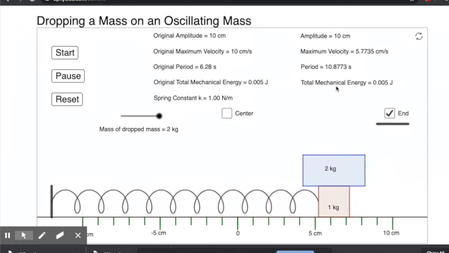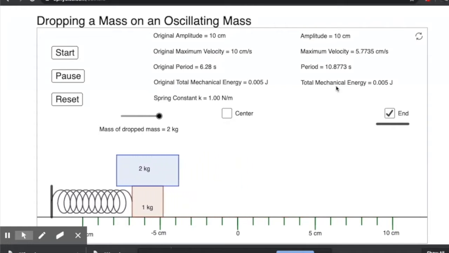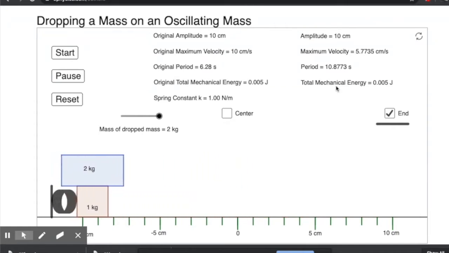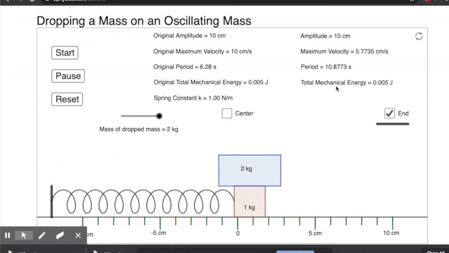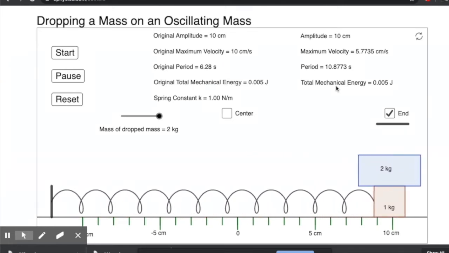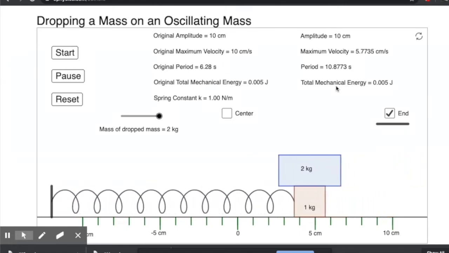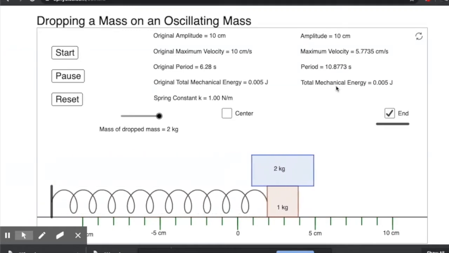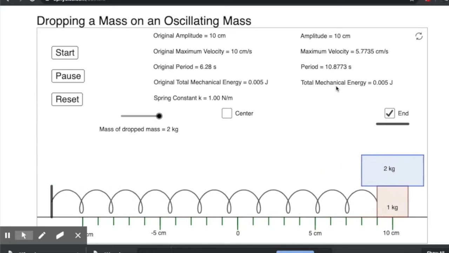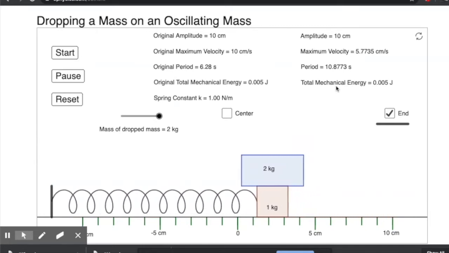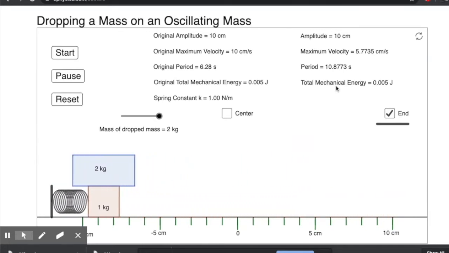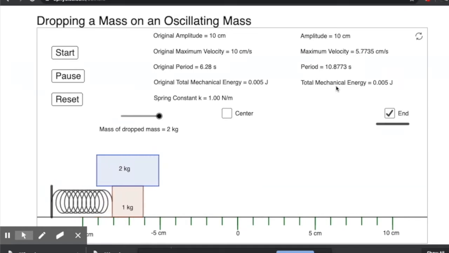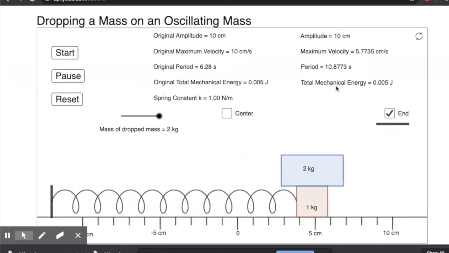The period is directly proportional to the square root of the mass. We had 1 kilogram of mass in this simulator. Now we have 3 kilograms of mass. On the worksheet, I just labeled the masses as m and 2m, but either way, the mass increases by a factor of 3. And so, of course, the period is going to increase, since the period is directly proportional to the square root of the mass.